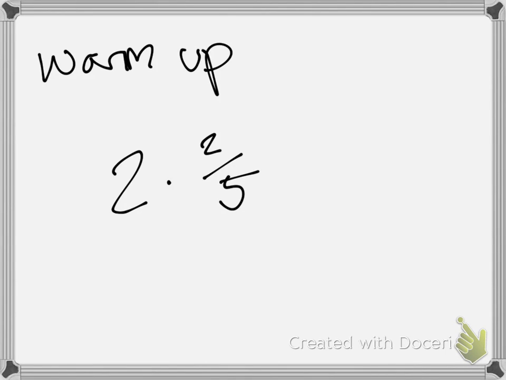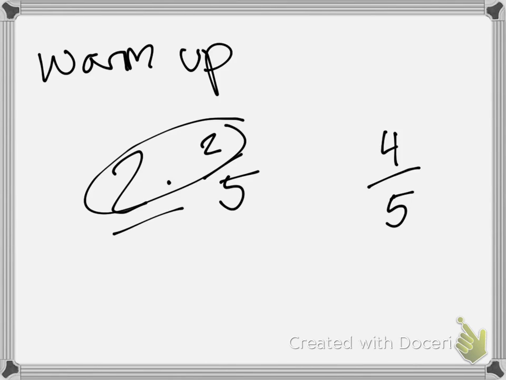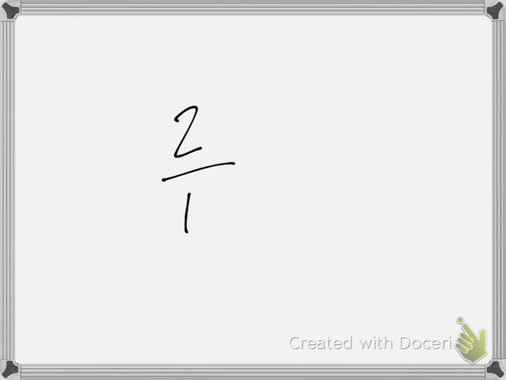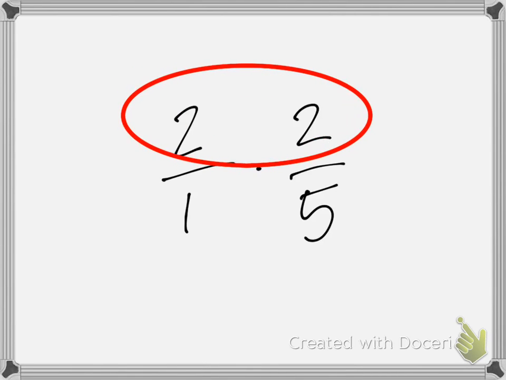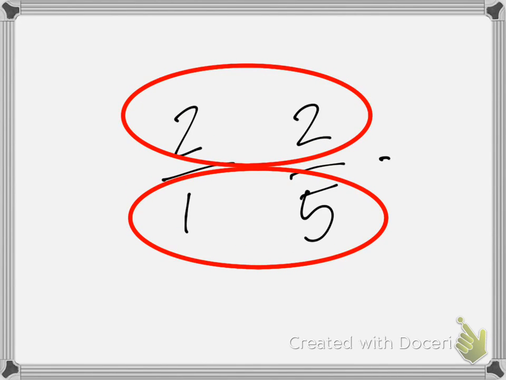What do you get for this answer, Nathan? 4/5. We followed the same thing. We multiplied our numerators, and then we had our denominators, because this is 2 over 1. When we're doing this, we have 2 over 1 times 2 over 5. We multiply across our tops times our tops and our bottoms times our bottoms. 4 over 5. What about this one?